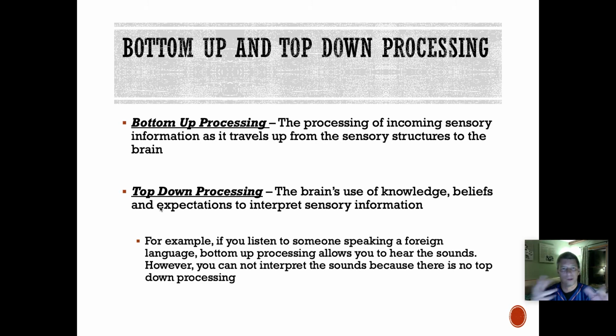You hear the words of this. Somebody comes in and speaks Italian or Chinese or some language other than English, or whatever your native tongue happens to be, and you hear the sounds. You definitely sense them, and that's bottom-up processing. However, because you don't know what those words mean, you can't interpret them. There's no top-down processing. You can't use the information that's already stored in your brain to figure out what the person is actually saying.